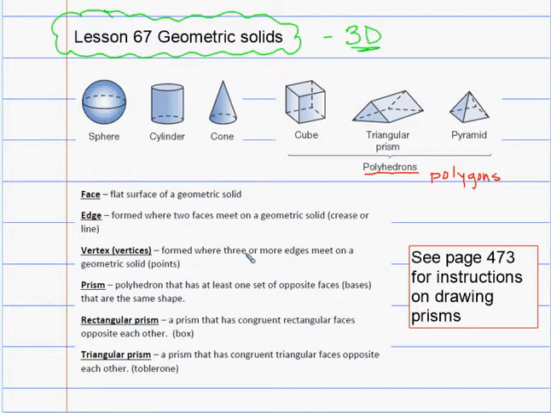Vertex or vertices are formed where 3 or more edges meet on the geometric solid. Those would be the points. So the corners maybe is what you want to think of them as, like here and here.